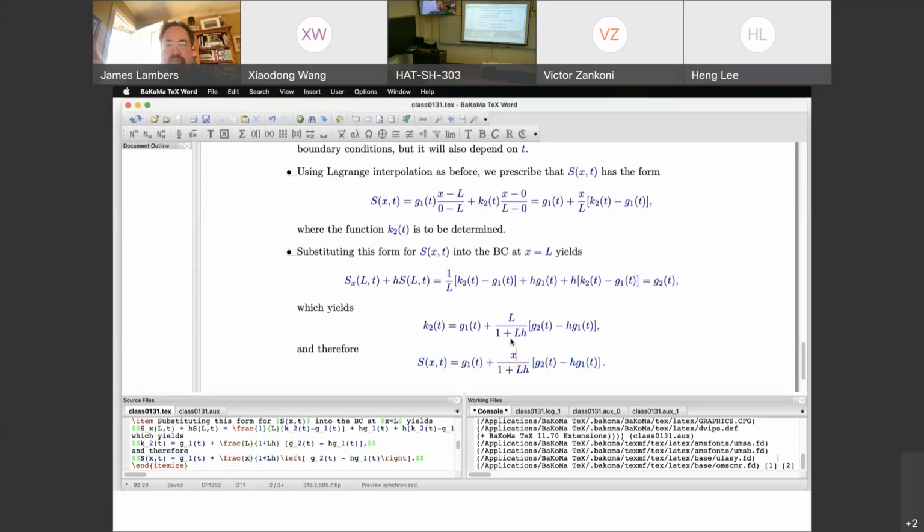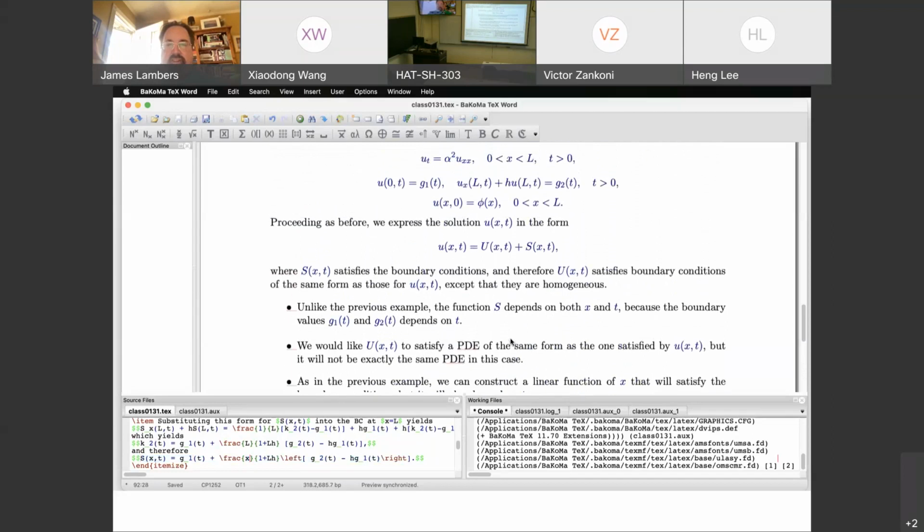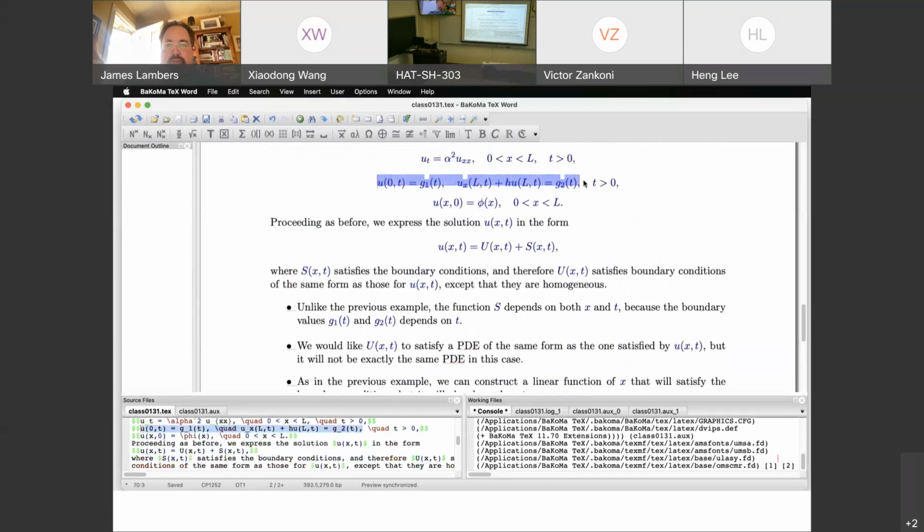that satisfies both of these boundary conditions.